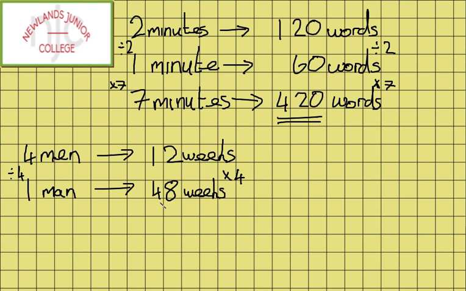We wanted to know how long it would take 3 men to build this house. So to get from 1 to 3, we would multiply by 3. But because we know things are going in the opposite direction now, over here, we're going to divide by 3. 48 divided by 3 gives us an answer of 16, so we know it will take 3 men 16 weeks to build this house.